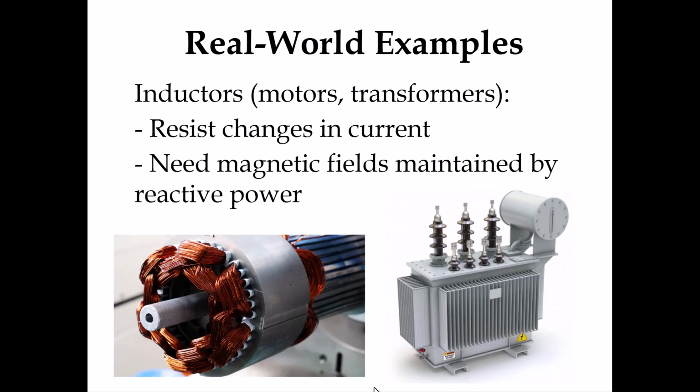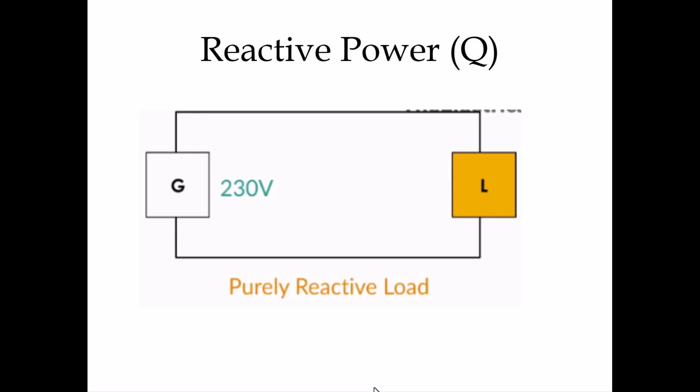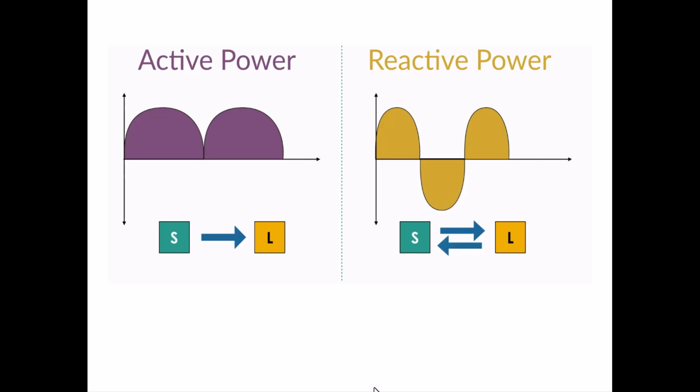There are some real-life examples of reactive power. In inductors, such as motors or transformers, the inductor resists changes in current and needs magnetic fields maintained by reactive power. Capacitors resist changes in voltage and absorb or release energy using reactive power. Here's an example of reactive power. Here we connect a load which is purely reactive. It can be either capacitive or inductive.